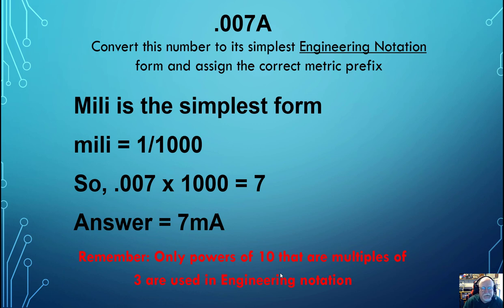Convert this number to its simplest engineering notation form and assign the correct metric prefix. Milli is the simplest form, and that should be lowercase on there. I just noticed on the slide it changed it. Milli equals 1/1000, so 0.007 times 1,000 equals 7. So the answer is 7 milliamps. Remember, only powers of 10 that are multiples of 3 are used in engineering notation.